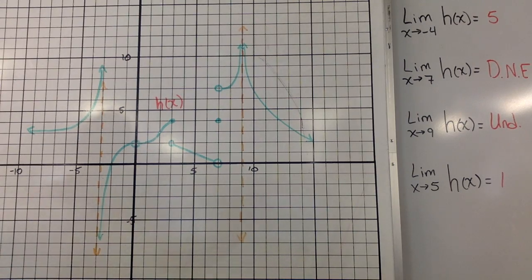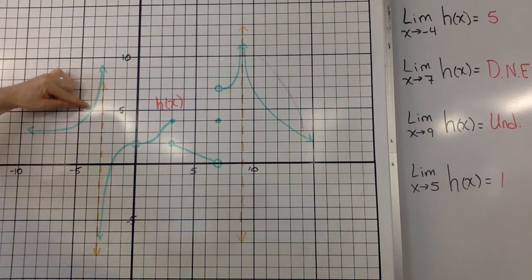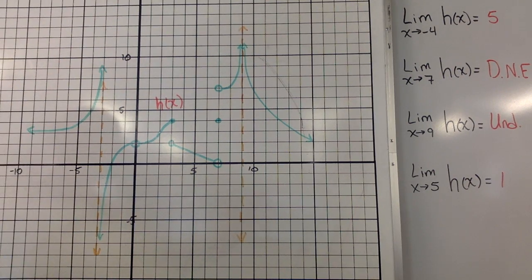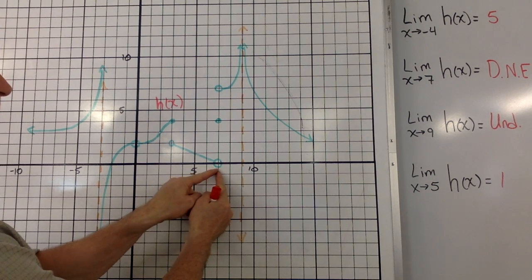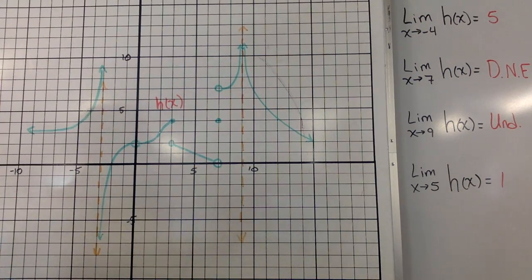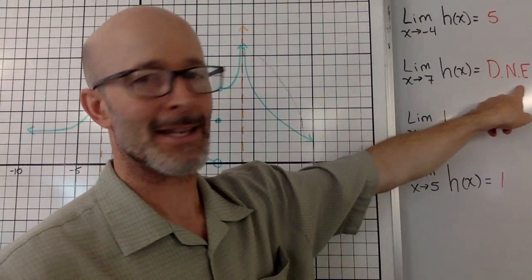So here's your answers. As you're approaching -4, as the x-coordinate goes close to -4, the y-coordinate's close to 5. Both from the left-hand side and the right-hand side, my function seems to agree. That's where the height is, the y value, the y-coordinate. At x approaching 7, you'll notice the left-hand side seems to be getting closer to 0. The right-hand side seems to be getting closer to 7. Those two values do not agree. Therefore, it does not exist.